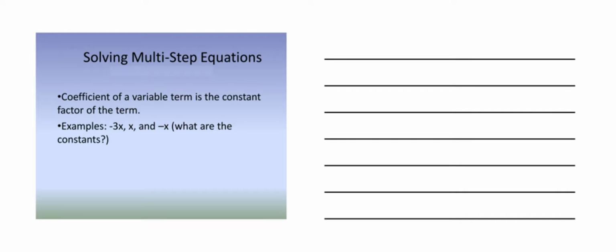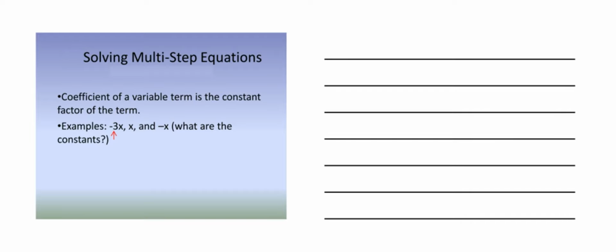Solving multi-step equations. The coefficient of a variable term is the constant factor of the term. Examples: we have 3x, x, and negative x. What are the constants? Do notice, the coefficient of a variable term is the constant factor of the term, meaning the number in front of the variable.